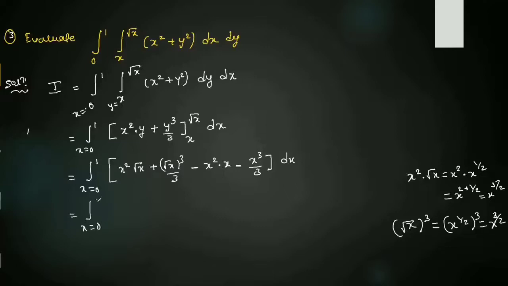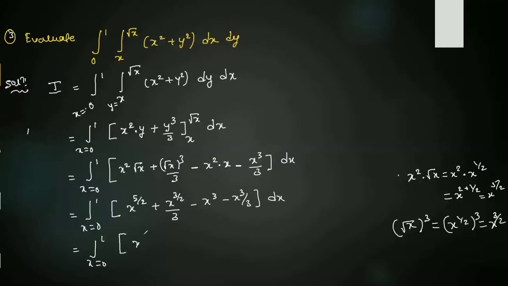Now simplify, and what will you get now? x is equal to 0 to 1. The first term is x to the power 5 by 2. Second term is x to the power 3 by 2 by 3. Third term is x cube. Fourth term is x cube by 3. I have written the simplification here. And x cube by 3, x cube minus x cube by 3. The LCM is 3. 3 minus 1, minus 4. So integral of x from 0 to 1, x to the power 5 by 2 plus x to the power 3 by 2 by 3 minus 4x cube by 3 dx. Now you have to integrate.